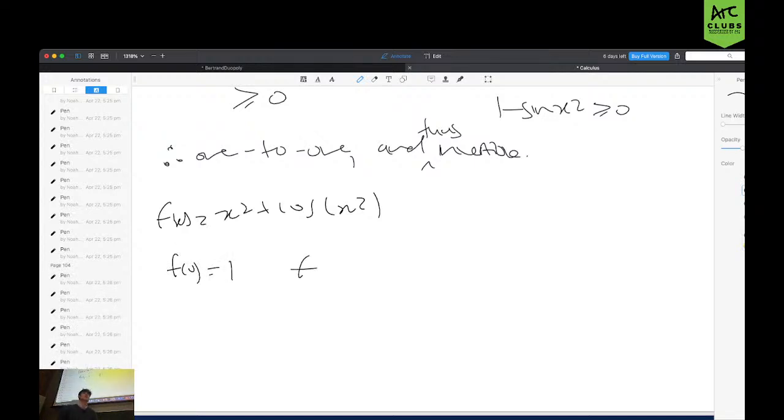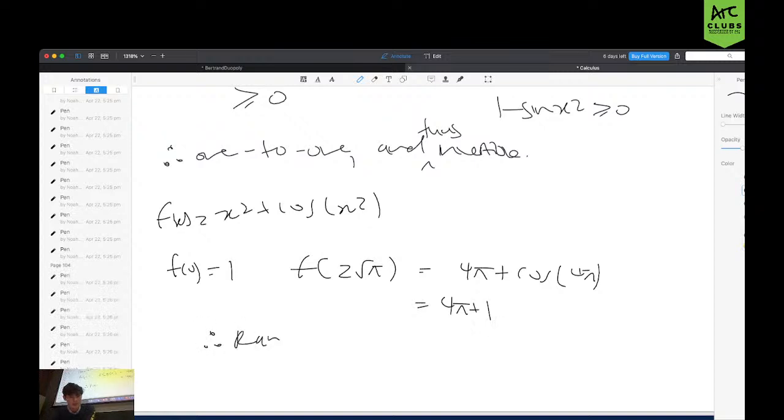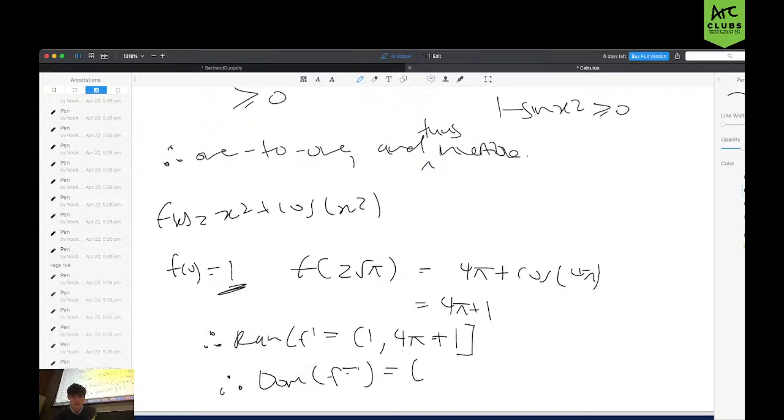Also, the global maximum of the function will be at the farthest right point. So when we substitute 2 square root pi in, what we get is 4 pi plus the cosine of 4 pi, which is just 1, so it's just 4 pi plus 1. So therefore, the range of f, remember it doesn't actually attain the minimum value, so this will be an open bracket, but it does actually attain that maximum, so this will be a closed bracket here. So this is the range. Therefore, the domain of the inverse function is just going to be this thing here. So it's going to be 1, 4 pi plus 1.